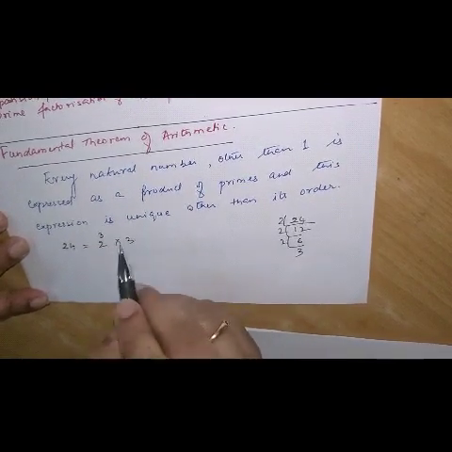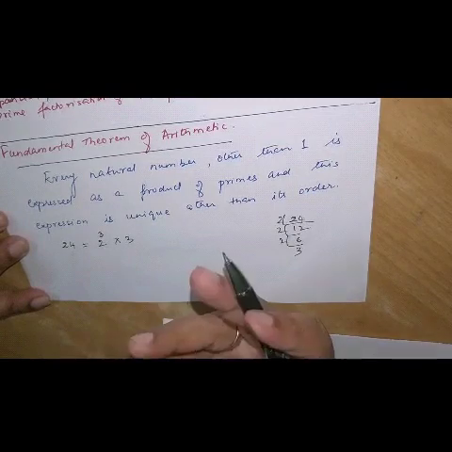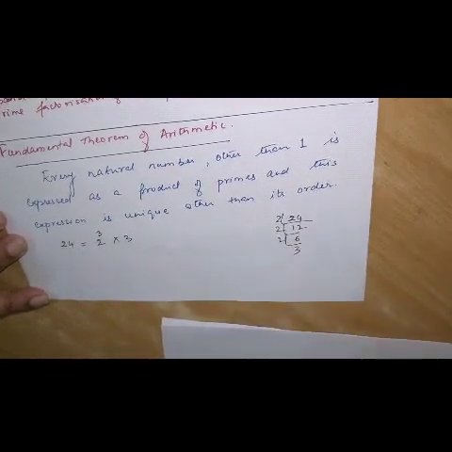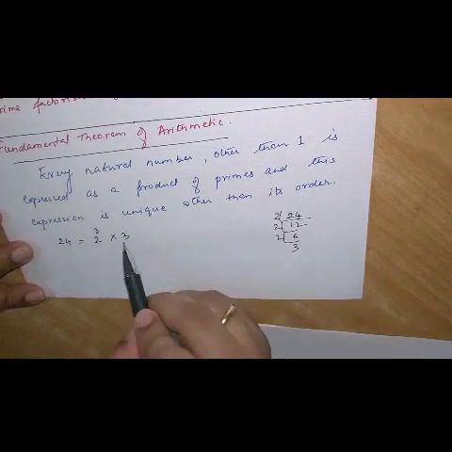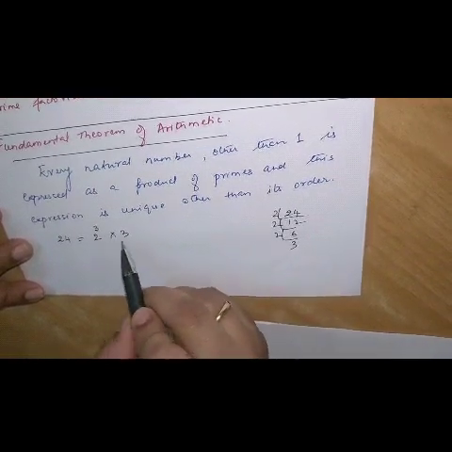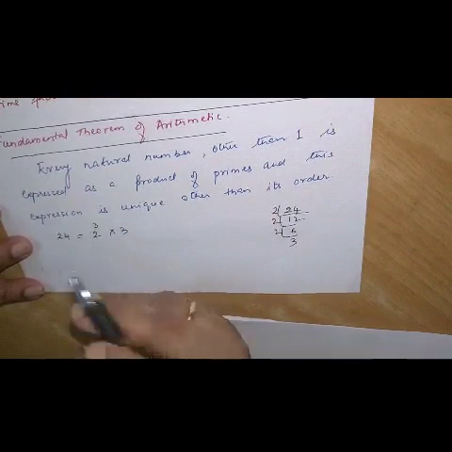What do you mean by unique here? That means 24 cannot be expressed as 7 into something or 5 into some other prime numbers. It will not be expressed that way. But the order you can change: 2 to the power 3 into 3 can be written as 3 into 2 to the power 3.